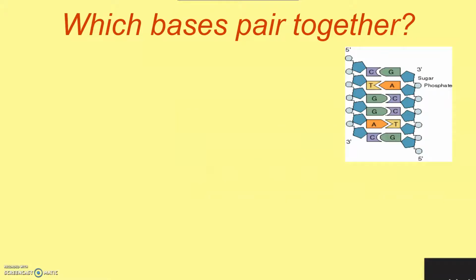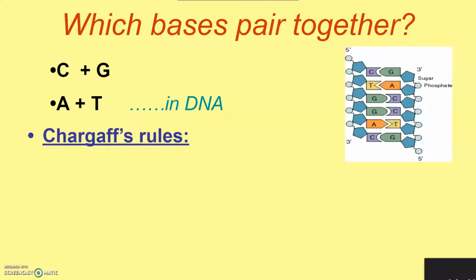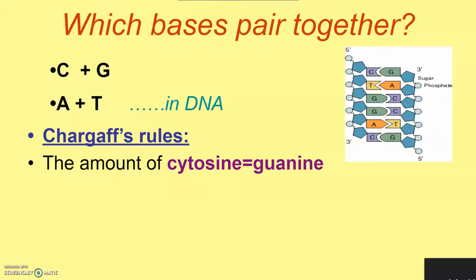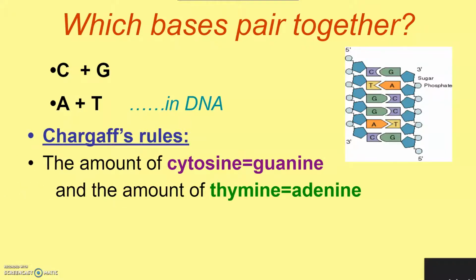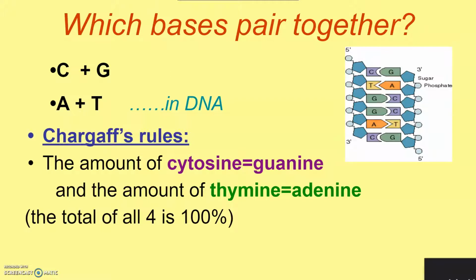So which bases pair together? C is always paired with G. So cytosine and guanine always go together. And A and T, adenine and thymine always go together. These are called Chargaff's rules. The amount of cytosine equals guanine. The amount of thymine equals adenine. So C always equals G, T always equals A. And the total of all four is 100%.